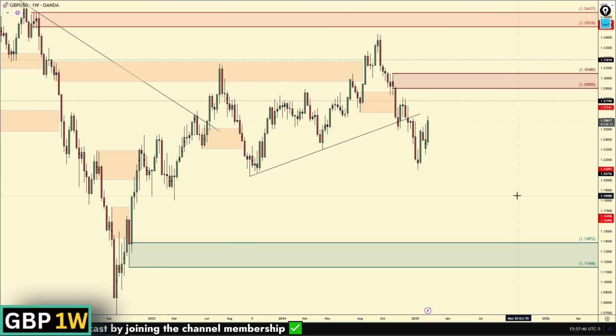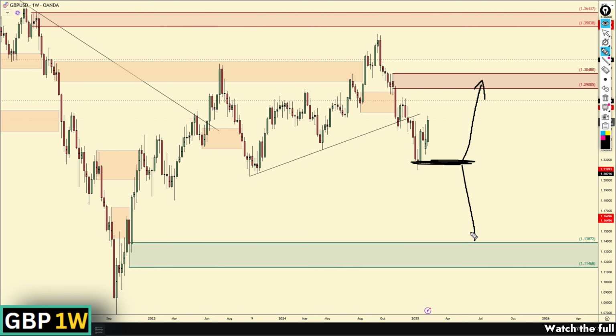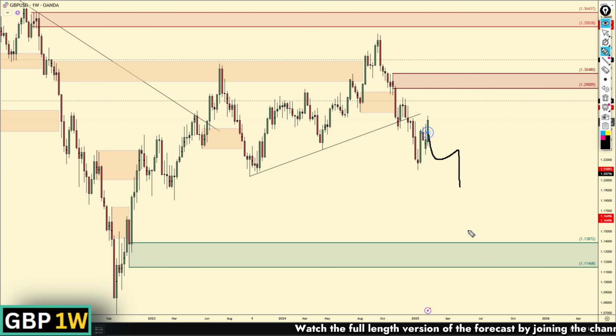On to the forecast for the GBPUSD. We talked about this last week or a couple weeks ago. We were sitting basically in the middle between supply and demand. So we pretty much had to go with the lower time frames to suggest where price is going to go. Was it going to go lower or was it going to go higher?